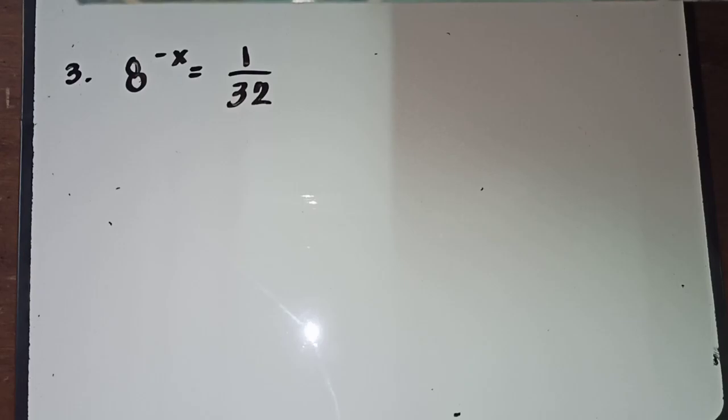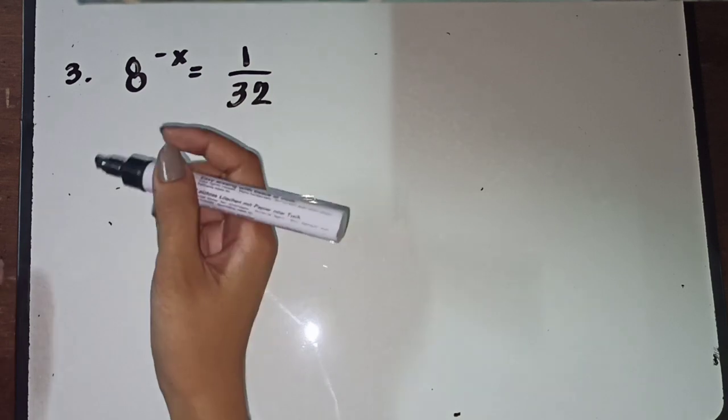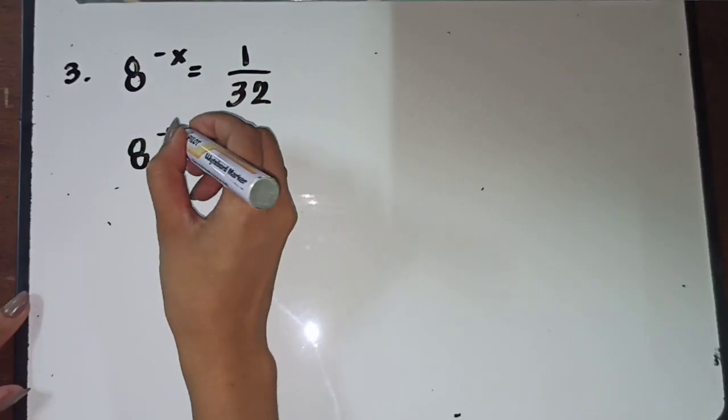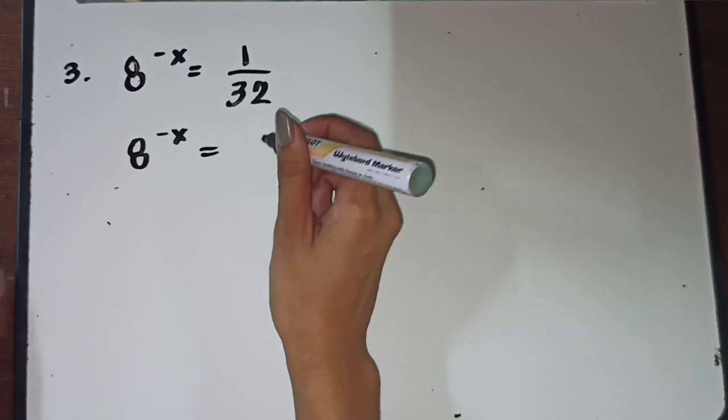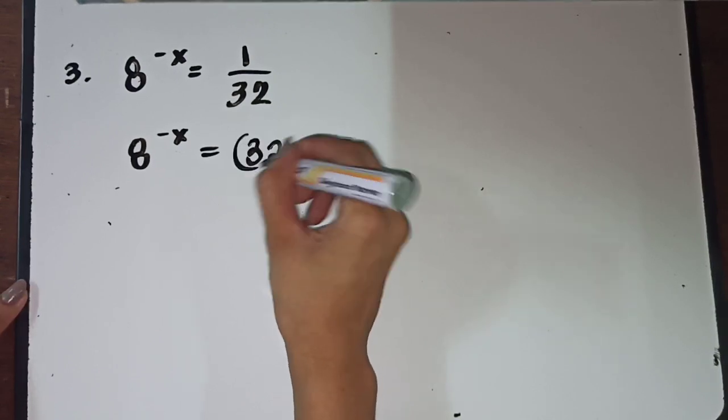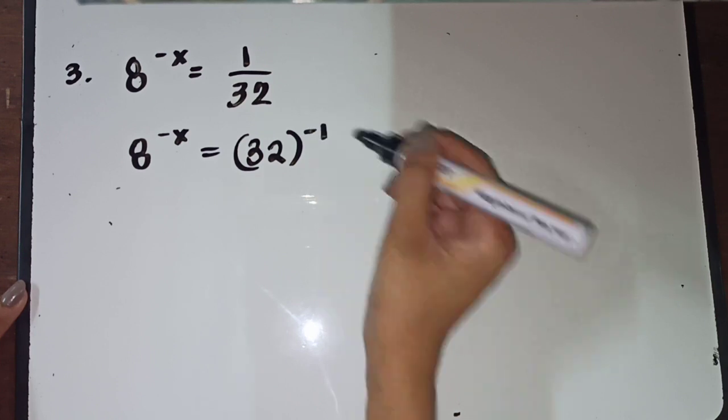Okay, so for example number 3, we have 8 raised to negative x is equal to 1 over 32. Again, the first step is you need to make the base equal. So, this 8 raised to negative x. This 1 over 32 is also equivalent to 32 raised to negative 1.